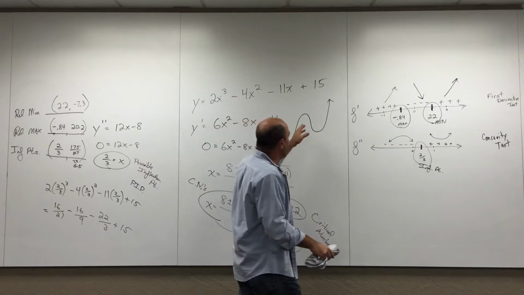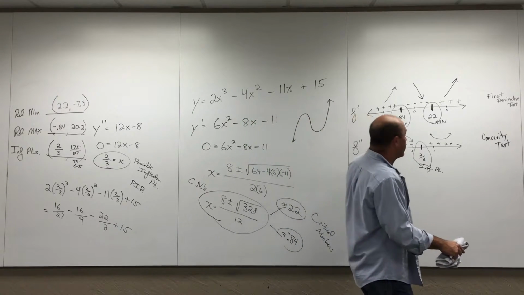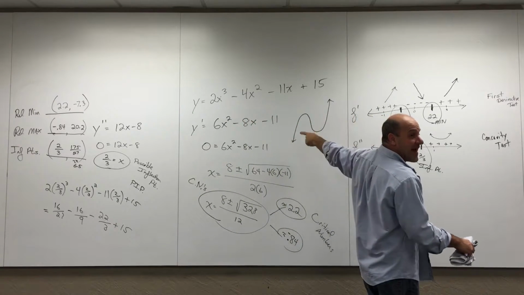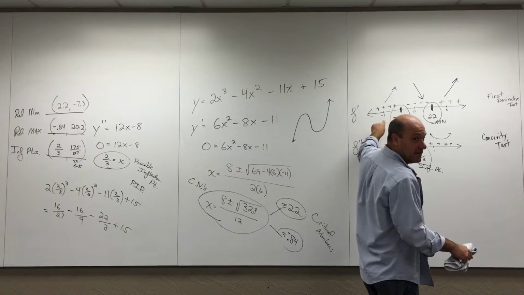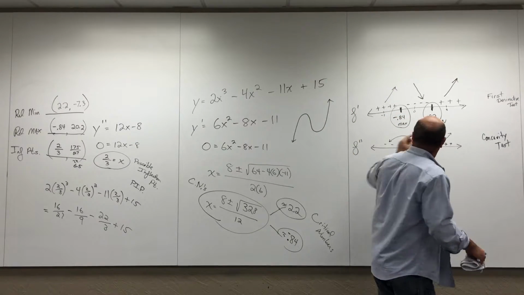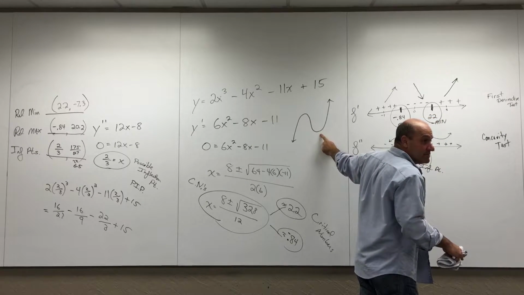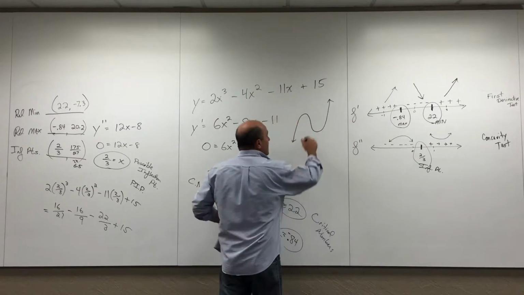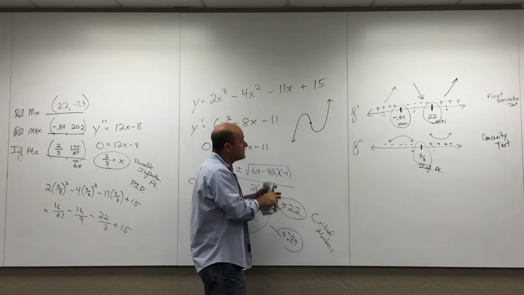So hey, you know what? Maybe I should have known that critical number on the left was the max, and that critical number on the right was the min. And then in between, somewhere in between, was an inflection point. Do you see that inflection point?